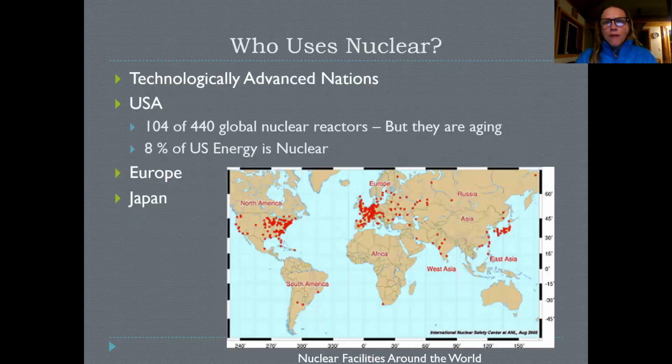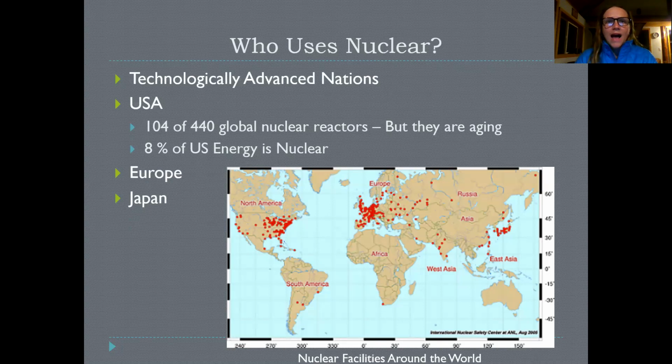Okay, so nuclear power is used in different places around the world. It is primarily concentrated in areas that are wealthier and have a little bit more scientific and technological prowess. And so places like the United States, places like Europe, places like East Asia have used nuclear power much more than parts of the developing world.